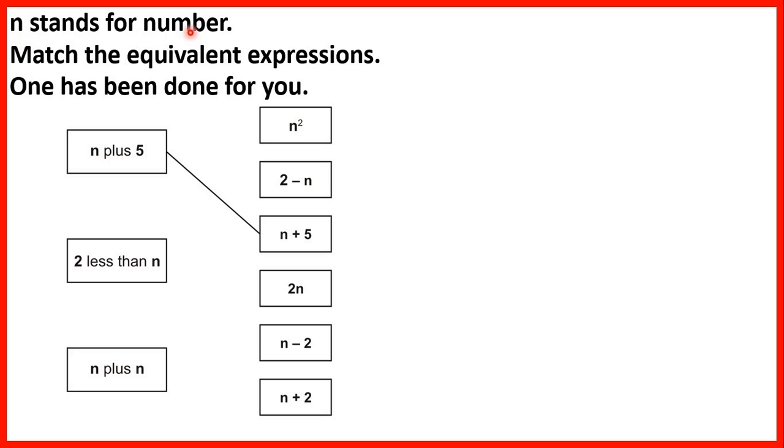n stands for a number. Match the equivalent expressions. One has been done for you. So they've told us that n plus 5 is matched to n plus 5. We need to match 2 less than n. So we can match that to n minus 2, because if we subtract 2 from a number, we have 2 less than that number. And n plus n is the same as 2n, because if we add a number to itself, that's the same as multiplying by 2, and 2n means 2 times n.